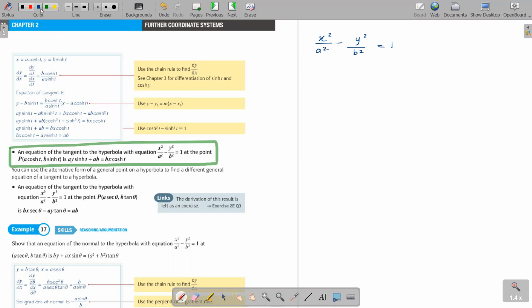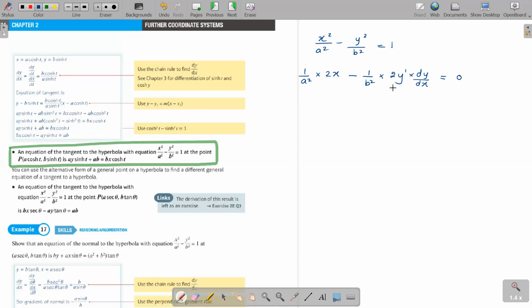I'll keep the 1 over a square aside. X square differentiation is 2x. I'm differentiating with respect to x. Here minus 1 over b square stays, while y square differentiates to give you 2y to the power 1. After you're done with the y differentiation, you must differentiate inside y with respect to x, which gives us dy by dx. Do you agree? Equals the differentiation of 1, which is 0.